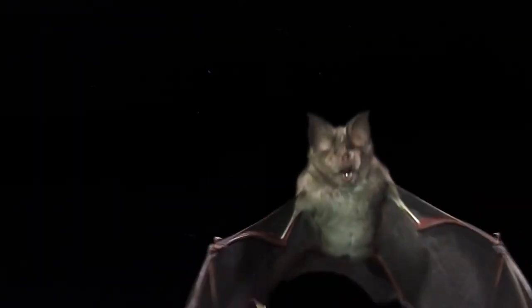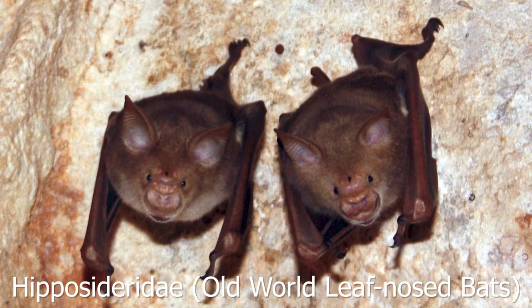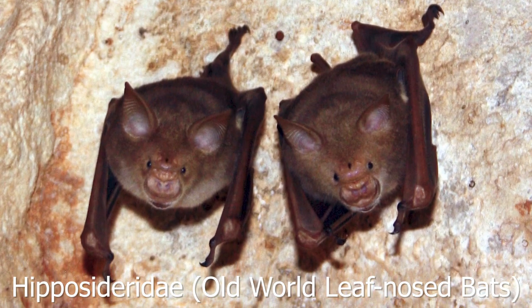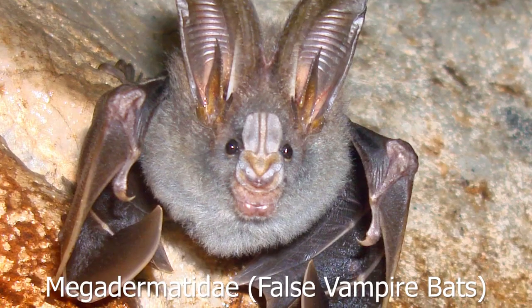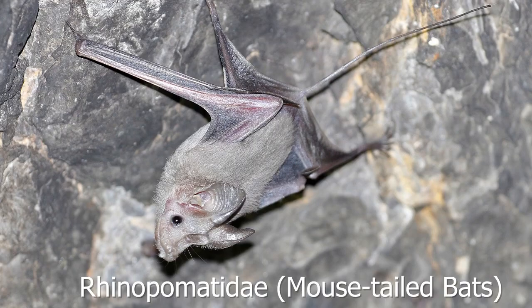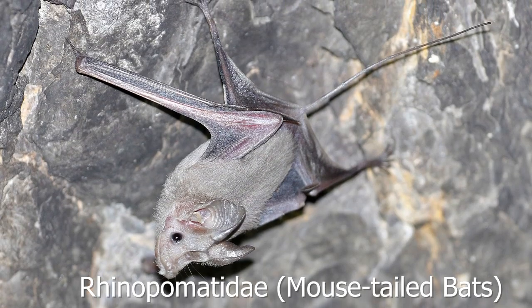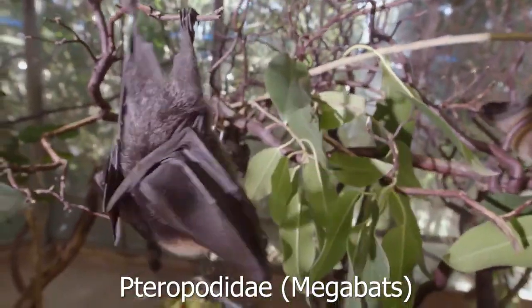The rest of the microbats fall under Yinpterochiroptera, which includes the Craseonycteridae, the Kitti's hog-nosed bat, Hipposideridae, leaf-nosed bats found throughout the Old World, Rhinonycteridae, the trident bats, Megadermatidae, false vampire bats, Rhinolophidae, horseshoe bats, and Rhinopomatidae, the mouse-tailed bats. Also worth noting under the suborder is the family Pteropodidae, which contains the fruit bats.